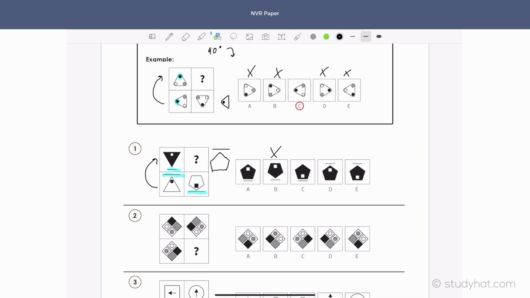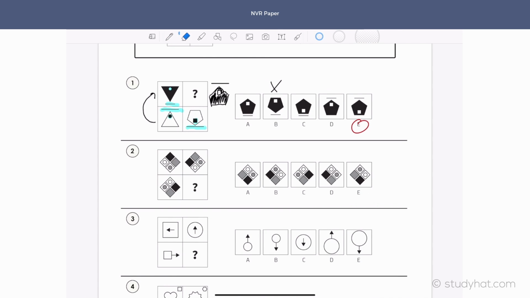And what's happened to the shape? The shape has moved from the top to the bottom. So this shape is going to move from the bottom to the top. And then in terms of colour, it's changed. That should be white and the actual shape should be black, right? Because that's what's happened from one to the other. So we now can see that our answer must be E.